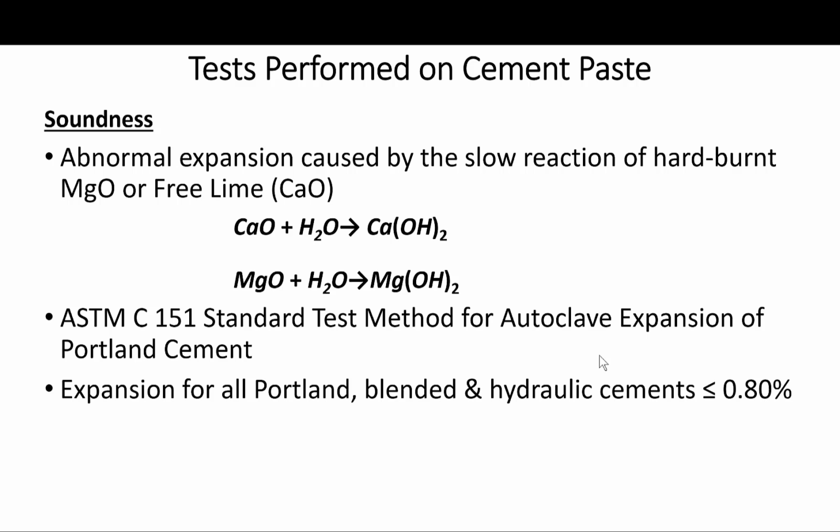These expansive reactions I talked about basically produce calcium hydroxide and magnesium hydroxide. They take place very slowly, so unsoundness will only appear after many months or even years. So it is necessary to use some form of accelerated test so that tendencies toward unsoundness can be detected as a quality control measure.